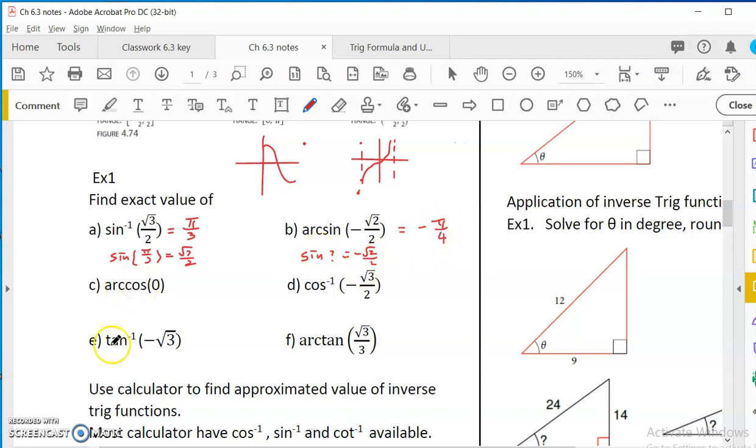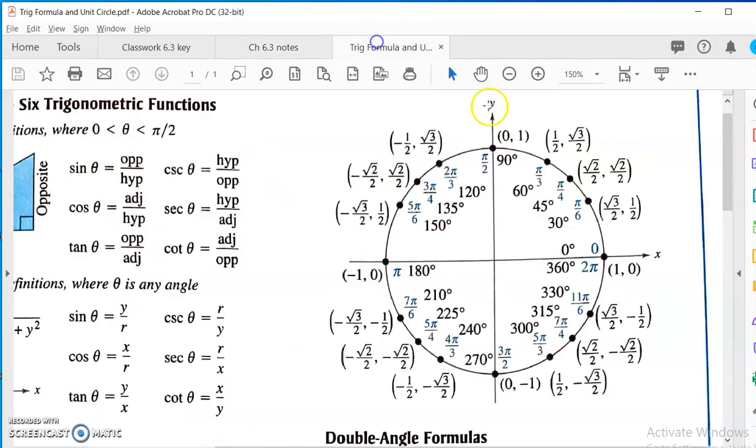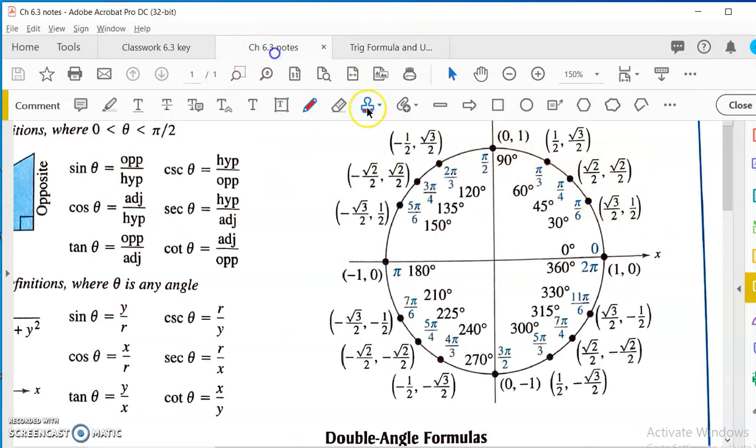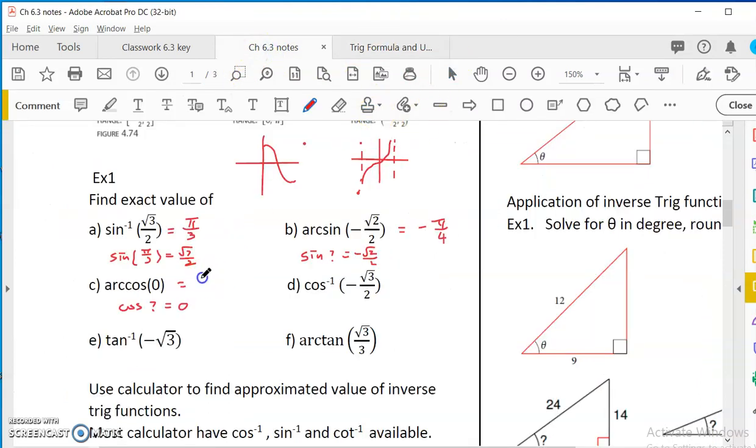What about arc cosine of 0? So that means cosine of what equals 0, right? Cosine of what angle equals 0? Because this is the input, this is the output, and that would be the input, and 0 is the output of cosine. Cosine of what equals 0? Do we know? Cosine is x, so cosine of pi over 2 is 0, right? So that would be pi over 2, and there is only 1, right? There's only 1.